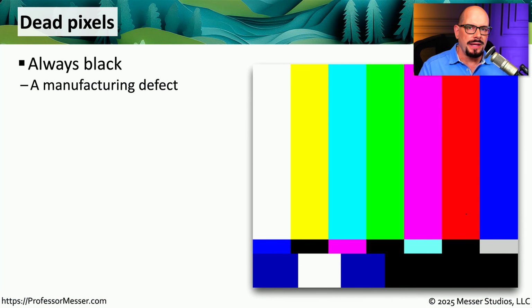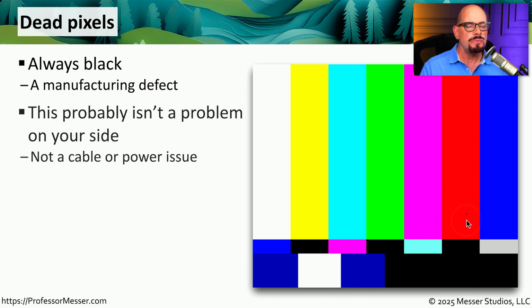These LCD displays consist of millions of pixels, so it is possible that one of those pixels might go bad. When that occurs, you have a dead pixel, which means that you have a pixel on the screen that is always going to be black. This is probably a manufacturing defect, and it's unlikely that you would be able to remove that dead pixel by replacing a cable or changing a display setting.